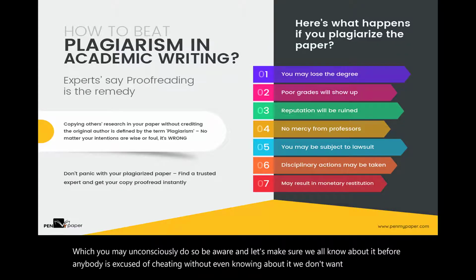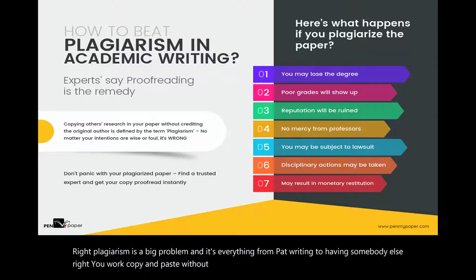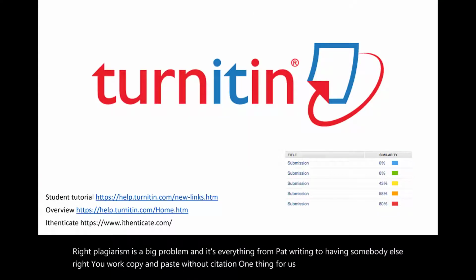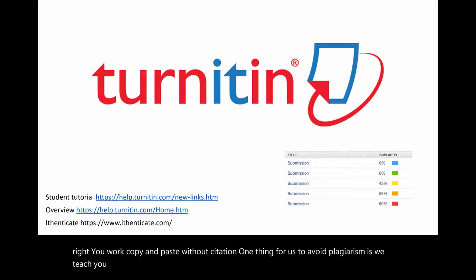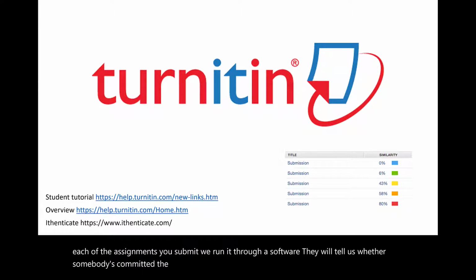All right? Plagiarism is a big problem, and that's everything from patch writing to having somebody else write your work, to copy and paste without citation. One thing for us to avoid plagiarism is that we use Turnitin, which is software that is built into Canvas. So for each of the assignments you submit, we run it through software that will tell us whether somebody else has submitted the same project before. So be careful. We check whether somebody else has submitted the work you're submitting before.